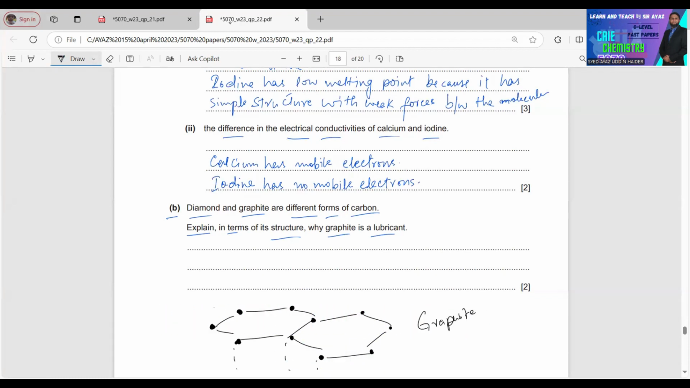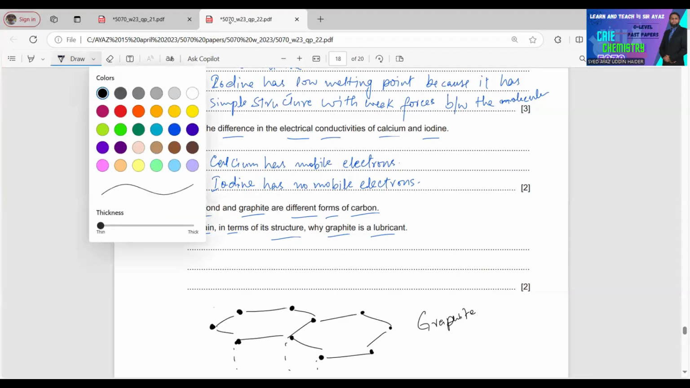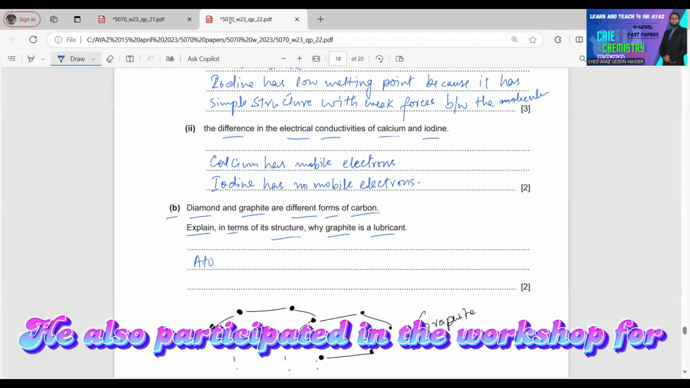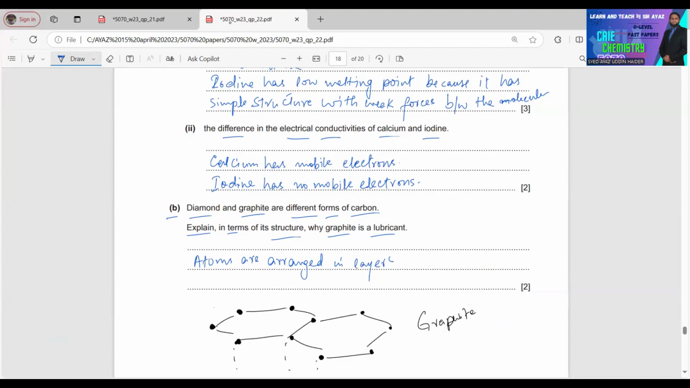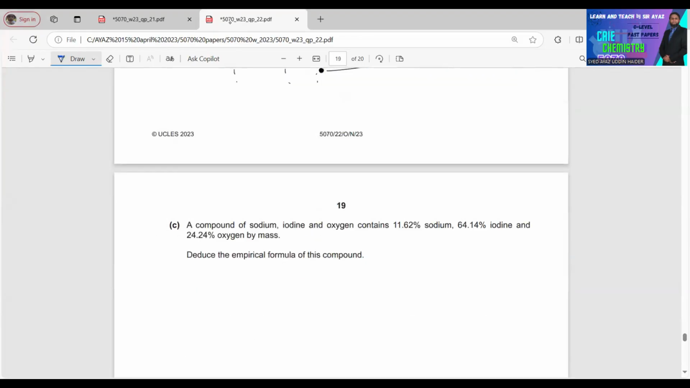So you see that these are atoms arranged in layers, and the layers can slip or slide over each other. So you write atoms are arranged in layers. Layers slide or slip over each other. Due to this reason, it's a lubricant.